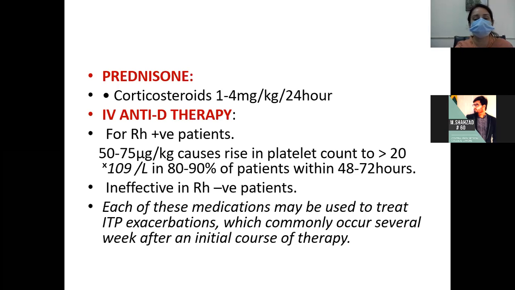Each of these medications may be used to treat ITP exacerbations, which commonly occur several weeks after an initial course of therapy.